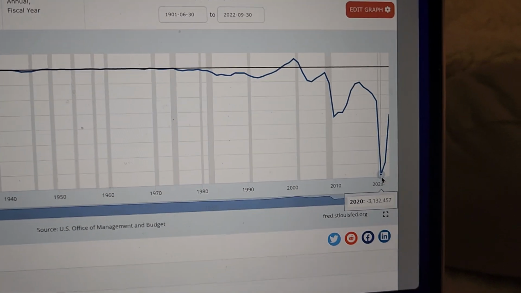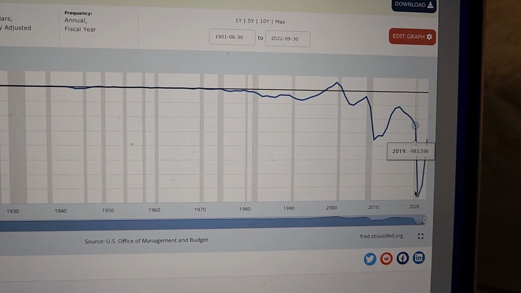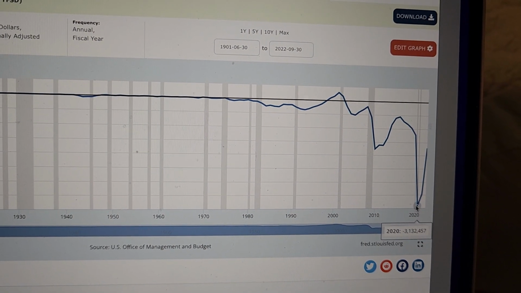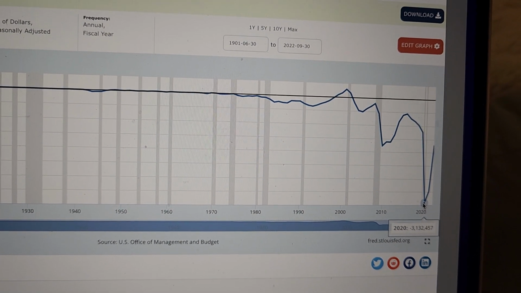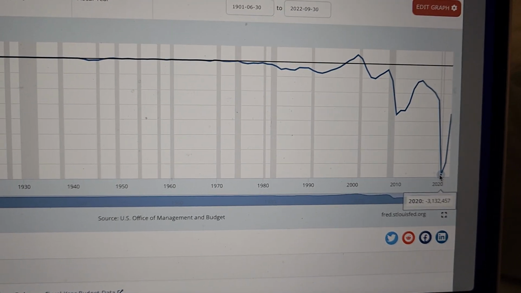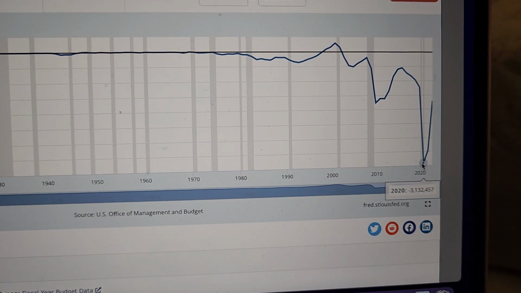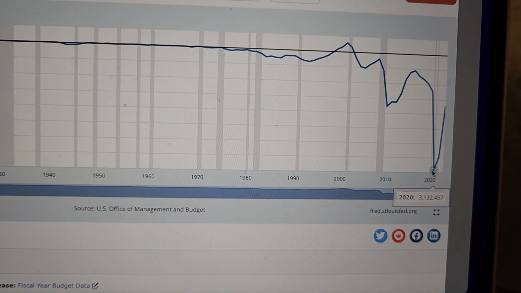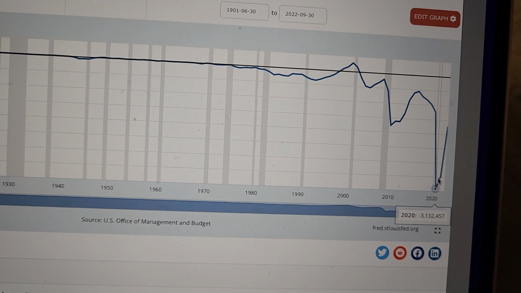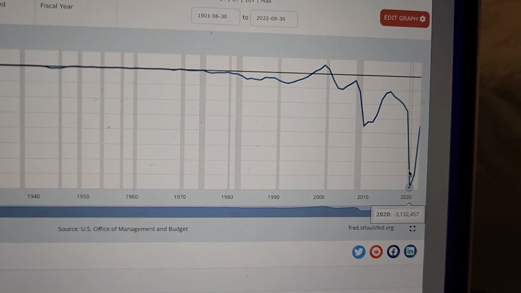We hit COVID in the year 2020. So in this 1 year alone, from 2019 up until 2020, we reach 3 billion. Is that a billion? No, 3 million. So in 2020 we're at a deficit of negative 3 million. And currently, it has gone up since the pandemic.